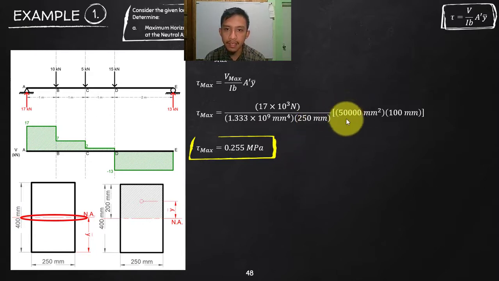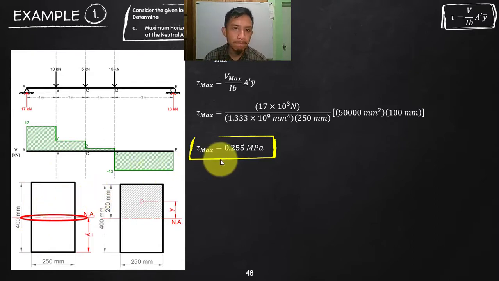And then the area prime, that is the area on one side of the neutral axis. You can consider below if you want. And then the Y bar there is 100. And that will give us 0.255 megapascal. So that is the maximum horizontal shearing stress, which is found in your neutral axis at this point, which is exactly on the support. At the support, that is where we will find the maximum shearing stress.